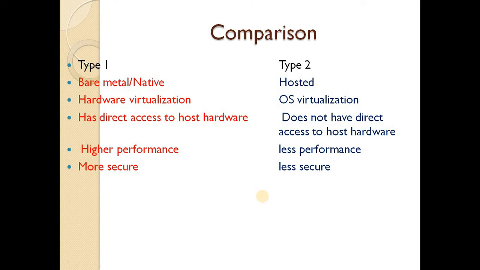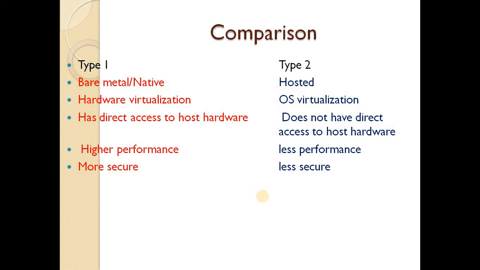Now, if I have to talk about the comparison between type 1 hypervisor and type 2 hypervisor, number one, type 1 is known as a bare metal or a native hypervisor. Whereas if I go to the type 2, that is known as a hosted hypervisor. Number two difference. Over here in type 1, hardware virtualization is possible. That means directly from the hardware you are going to use it even for the client. Whereas if I talk about type 2, your hypervisor, this is OS virtualization, not hardware virtualization. So that's why type 2 will not have physical access to your hardware.